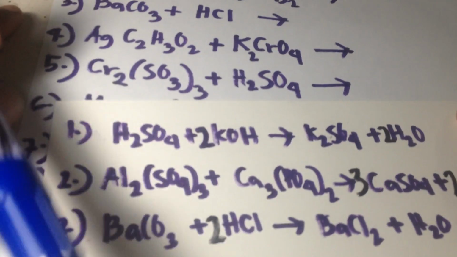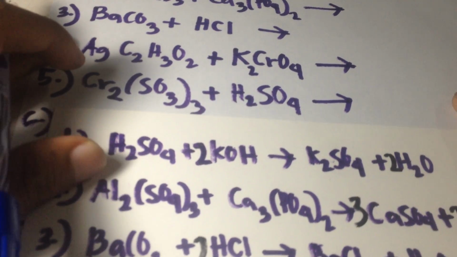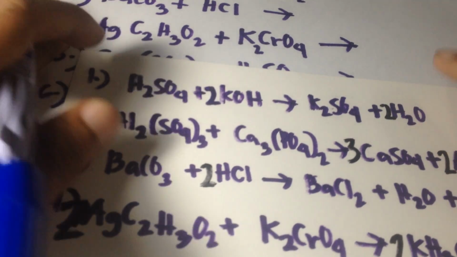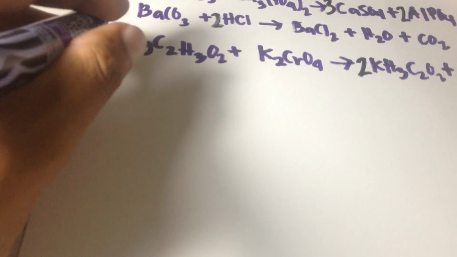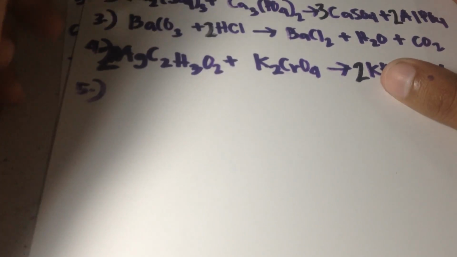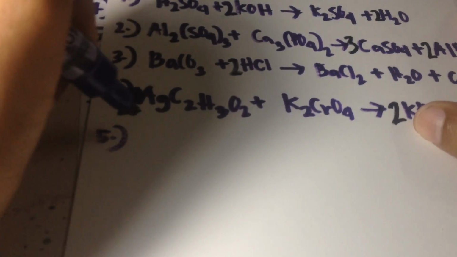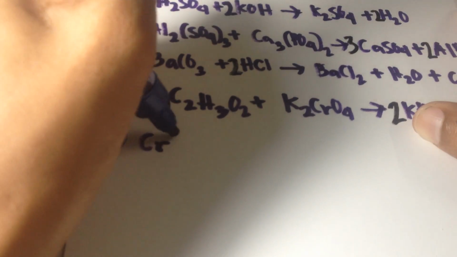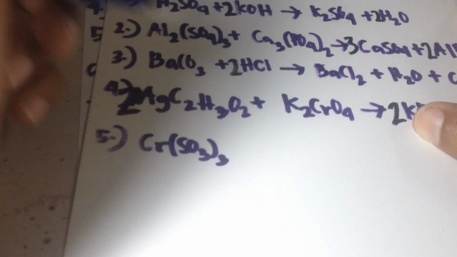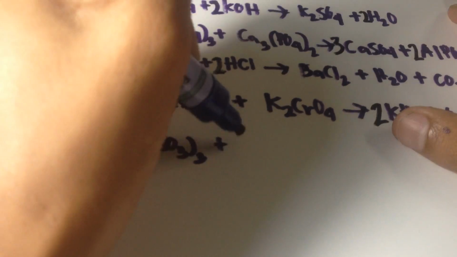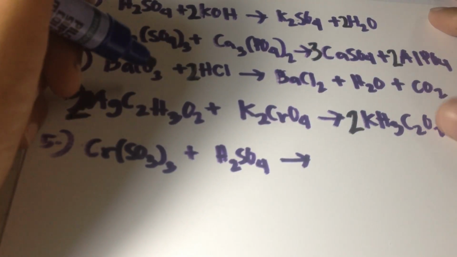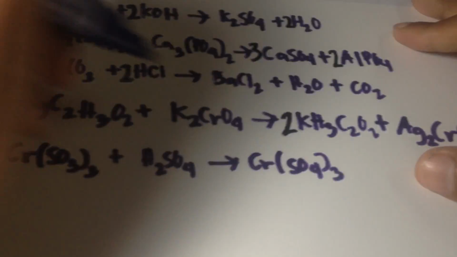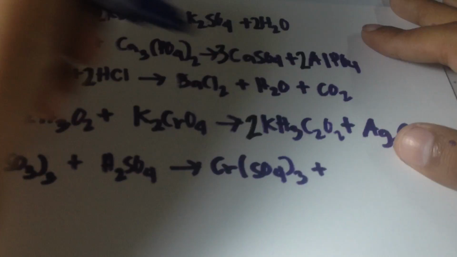So in number 5, we have chromium 3 sulfite plus sulfuric acid. So in number 5, we have chromium 3 sulfite plus sulfuric acid reacts to chromium sulfate plus sulfite acid again.